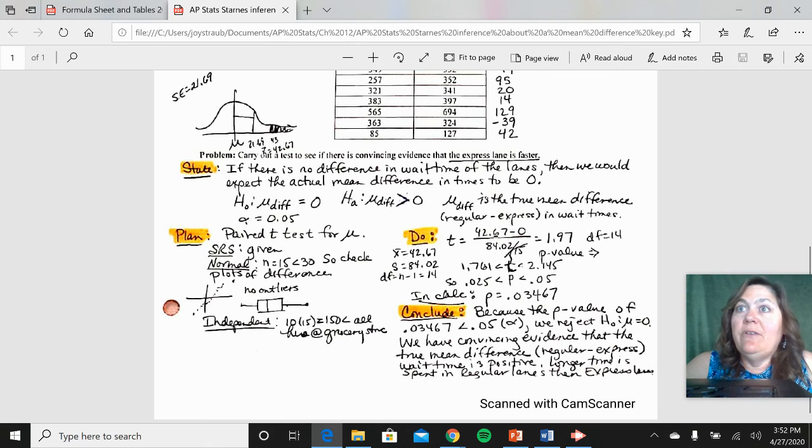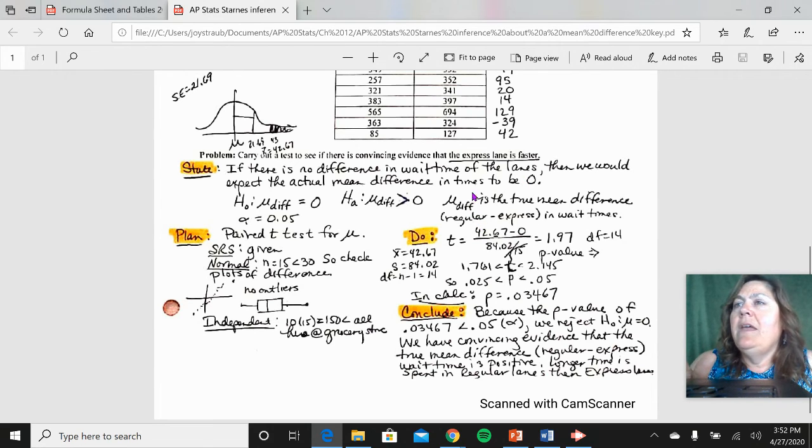State: is there a difference in the wait time of the lanes? That's kind of what we're doing. Then we would expect the actual mean difference in times to be 0. So our parameter is the mean difference in times, and that's why I wrote it off to the side here. I want you to see the notation for it. Now we call it mu diff. Mu diff right there is the true mean difference, and then I put the direction of the difference, regular minus express, in wait times. So here's my definition of my parameter.